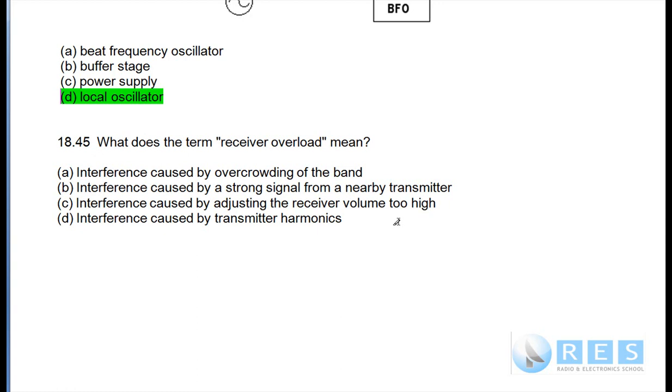1845, what does the term receiver overload mean? Well, receiver overload is strong signals potentially driving the RF amplifiers in your receiver into non-linearity, and if you do, that produces distortion. So let's have a look what could be the answer. Not A. Interference caused by a strong signal from a nearby transmitter is the answer, B.